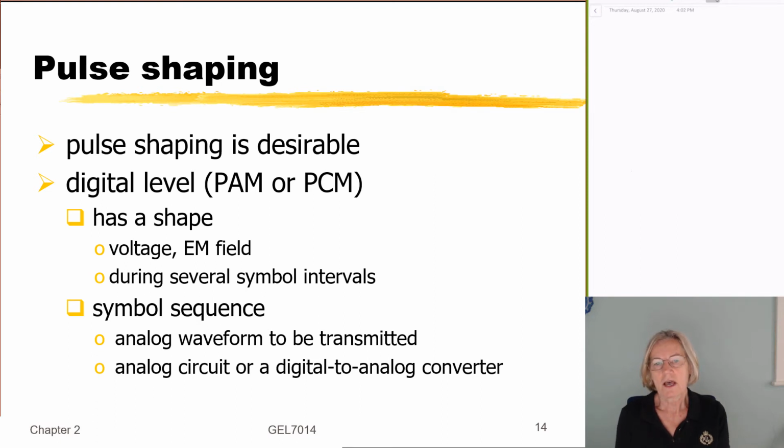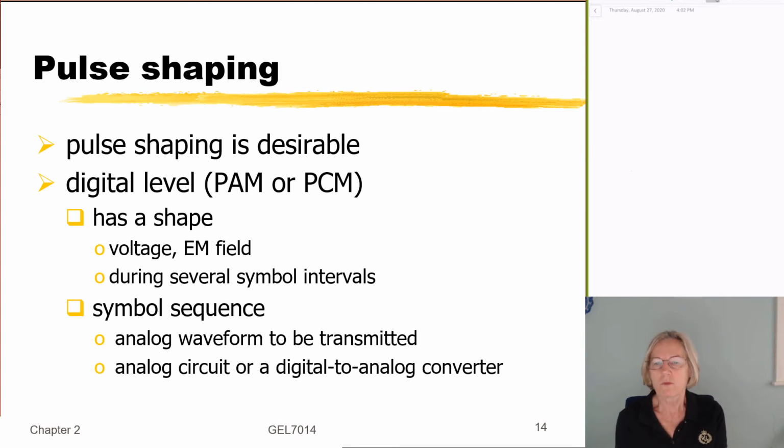So when I develop a symbol sequence that I would like to transmit as my digital data, I have to convert this into some sort of pulse shape and into an analog signal, which will actually go over the communications media. So eventually I have to create an analog waveform that is going to be transmitted. And I could use an analog circuit, or I could use a digital to analog converter. A digital to analog converter gives us a lot of flexibility in looking for this really desirable pulse shaping, which might be difficult to achieve in an analog circuit.